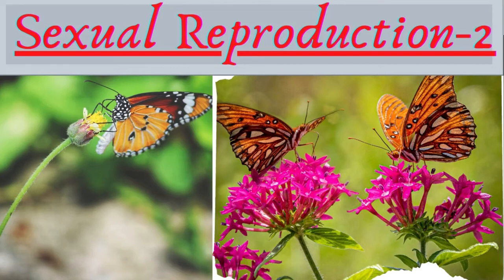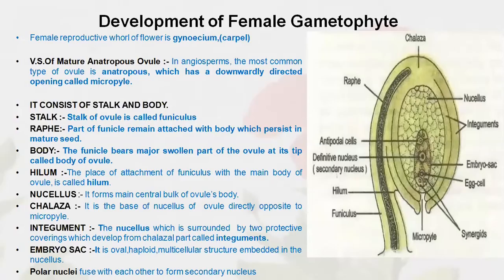In this video, we will discuss the formation of the female gametophyte inside the ovule. In angiosperms, the most common type of ovule, that is the anatropous ovule, is present. So, for the development of the female gametophyte, we have to learn the structure of the anatropous ovule in detail. See, this is the vertical section of an anatropous ovule.